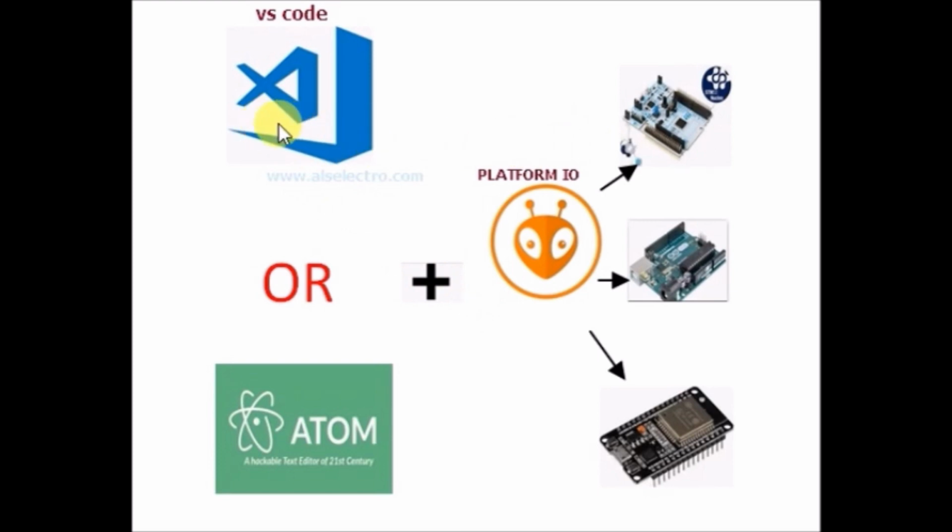Instead of the VS Code text editor, we can also use the Atom text editor. But Atom text editor needs Clang installation for code completion. So in this video, we'll be using VS Code with PlatformIO and then program ESP32.